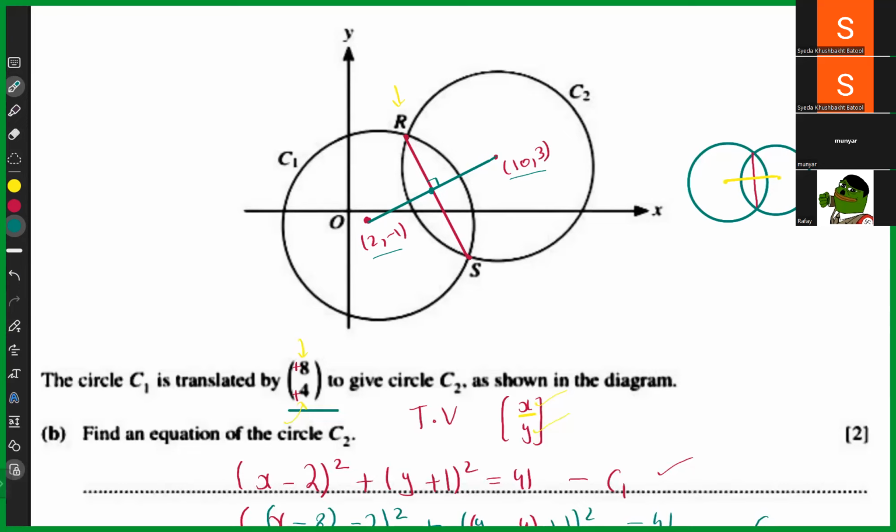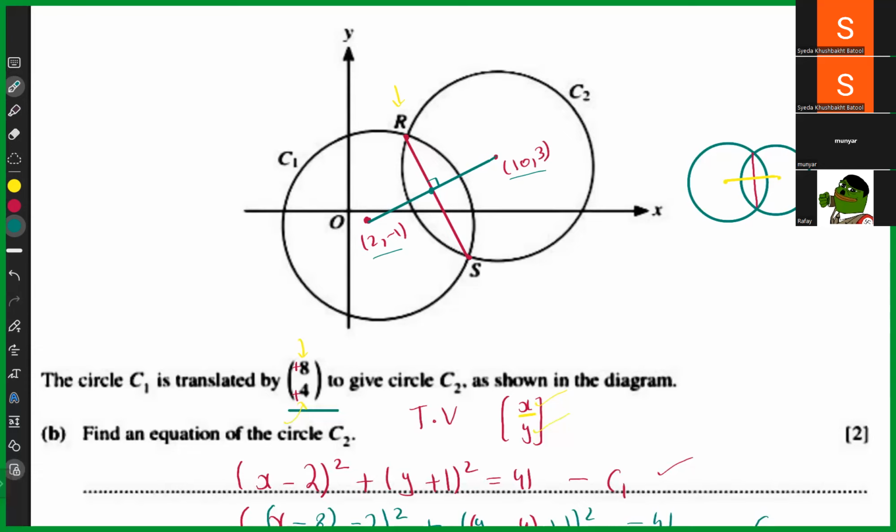Any questions through this method, anything that you were not able to understand? Yes, Munja and Rafe. I'm okay, I did understand that. Thank you. Okay, and Rafe, what about you? Were you able to? Yes.